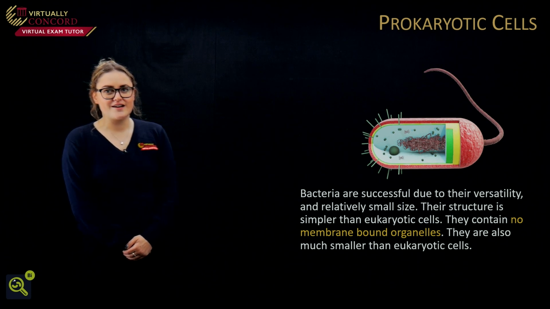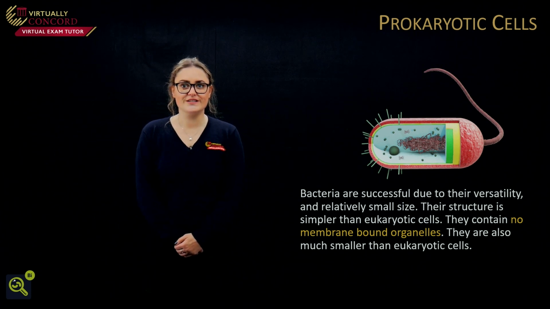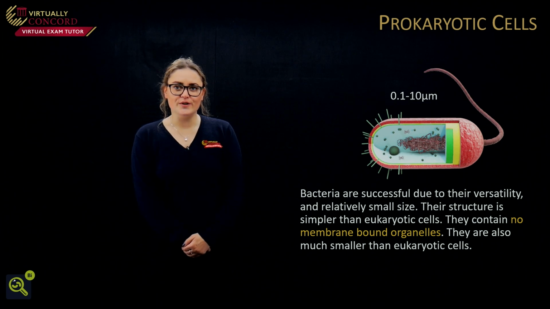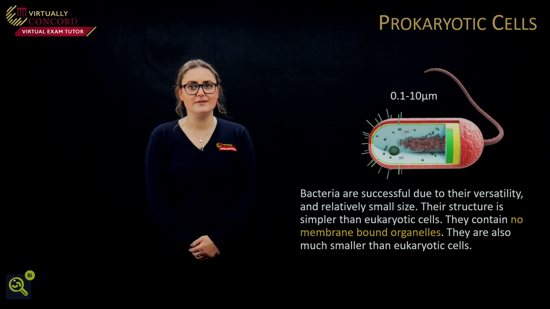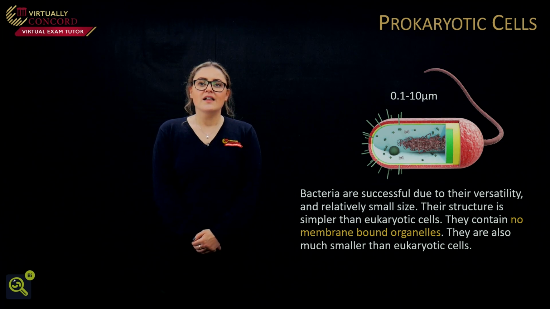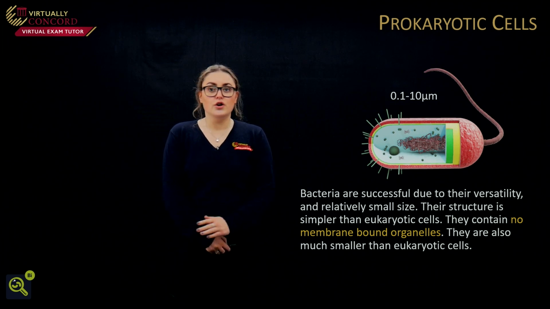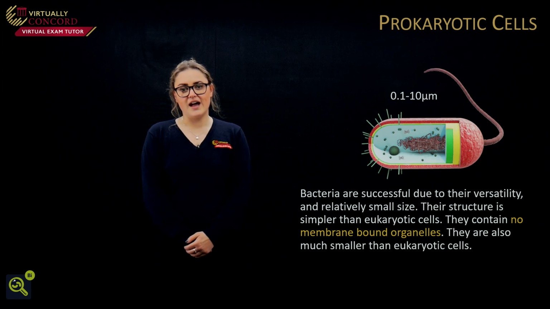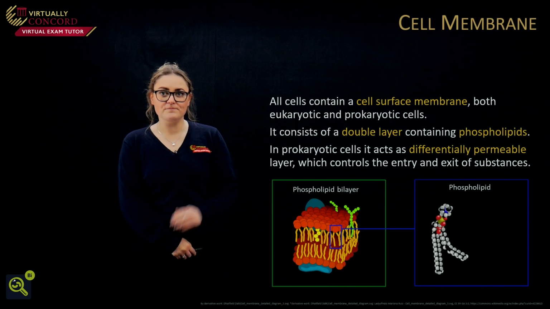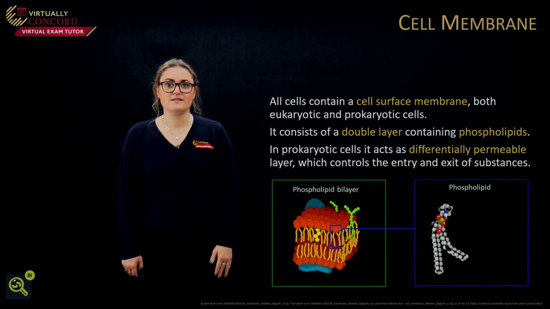Most prokaryotic cells are bacterial cells, and they're relatively successful due to their small size. They are around 0.1 to 10 micrometers in length, and they are much smaller than the eukaryotic cells that we were looking at in the previous video. They're also much simpler than eukaryotic cells. They contain no membrane-bound organelles, so no nucleus, no mitochondria, or anything like that. They do, however, have a cell membrane around the outside, in the same way that your eukaryotic cells have.